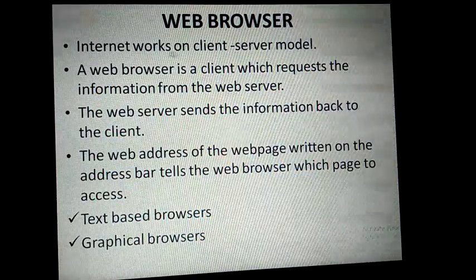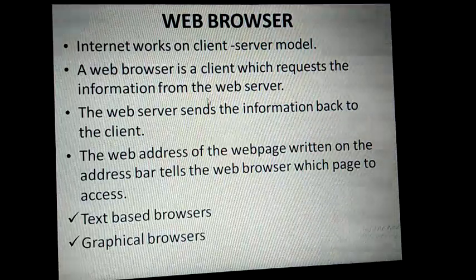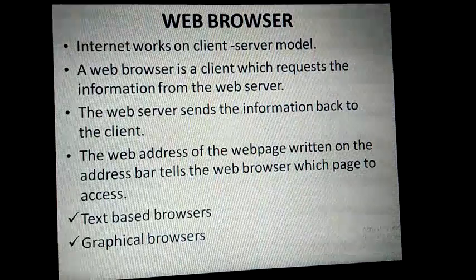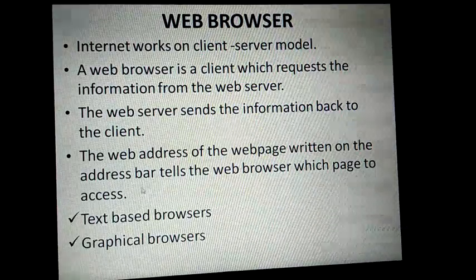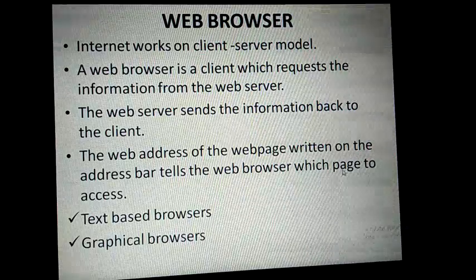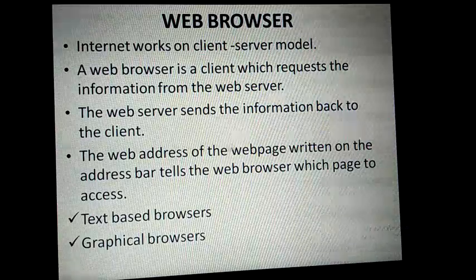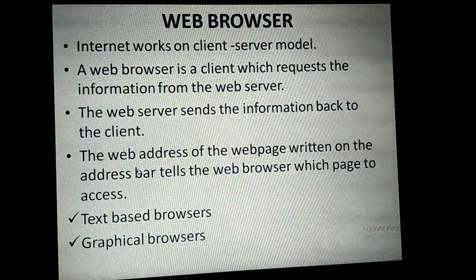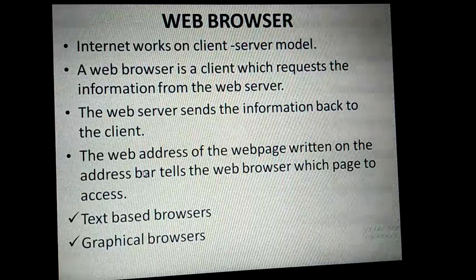The Internet works on a client-server model. A web browser is a client which requests the information from the server. The web server sends the information back to the client. The web address of the web page written on the address bar tells the web browser which page to access. So the web address of the web page you are typing on the address bar of the web browser will tell the browser which page it needs to search.